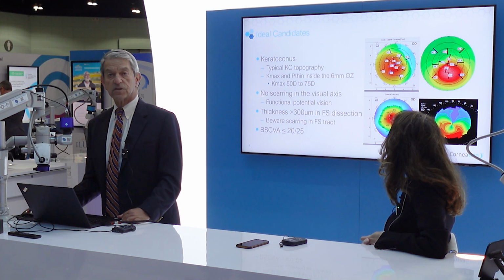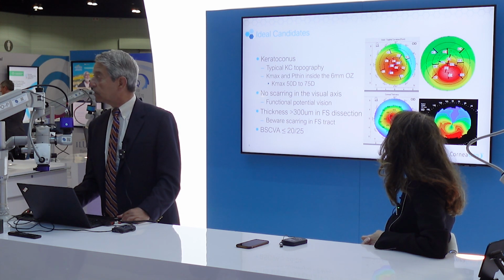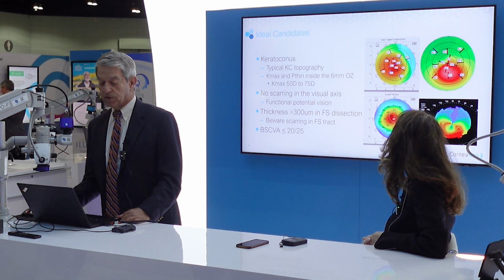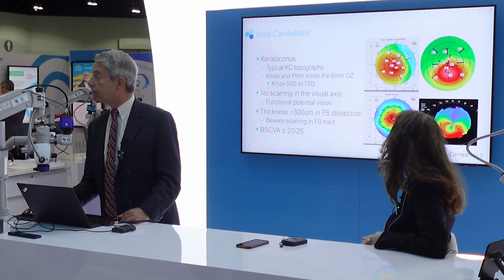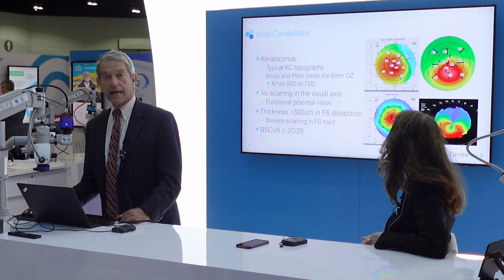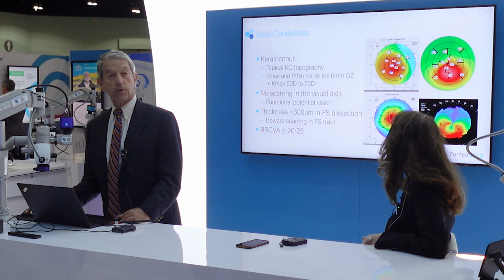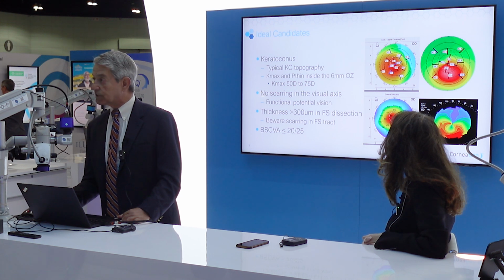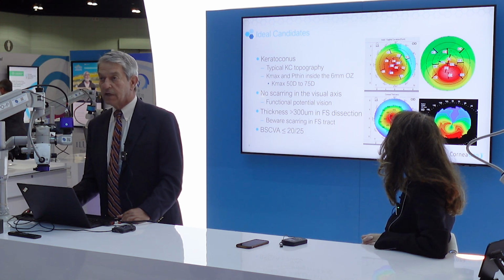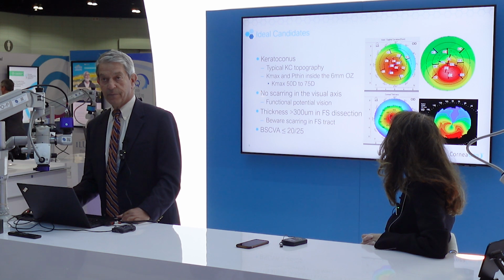Of course, there shouldn't be scarring in the visual axis because we're looking for improved visual function and visual acuity afterwards. And in your cases, you should make sure that the area of the femtosecond laser channel that you'll be making is more than 300 microns in thickness. And beware of any scarring that you might have in the femtosecond laser tract because this could interfere with the femtosecond laser itself. And of course, you want to treat patients who need it.